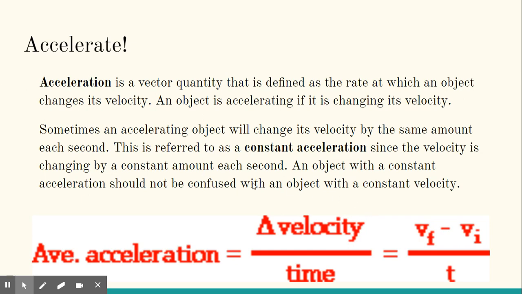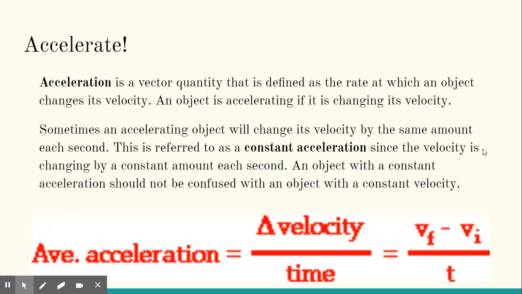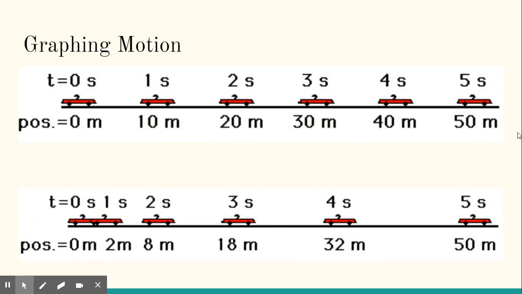With changing velocity over time, or v final minus v initial over time, that's going to be our average acceleration calculation as well. We can show motion in many ways. One of the best ways, and what we will utilize a lot, is a graph of the motion.